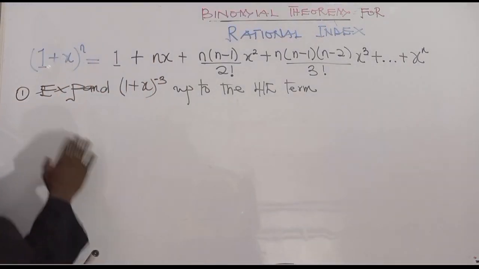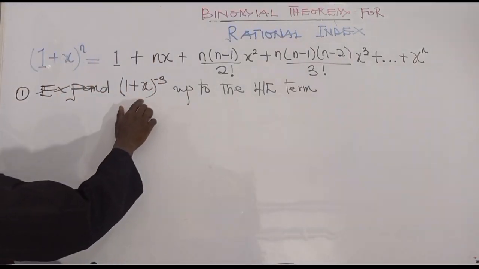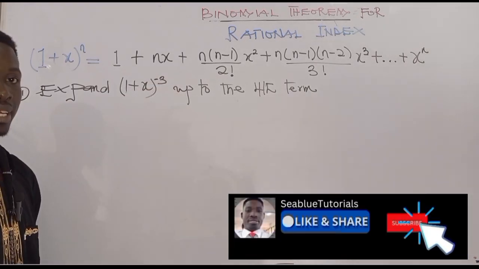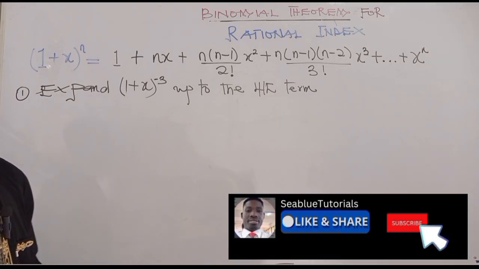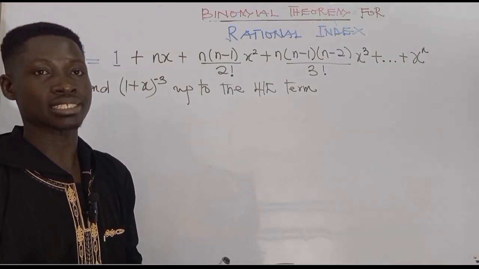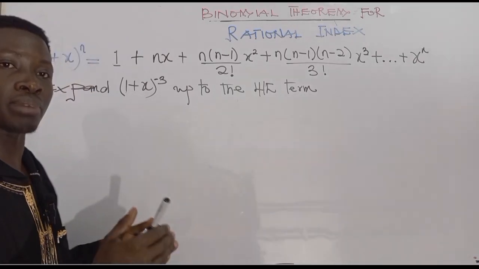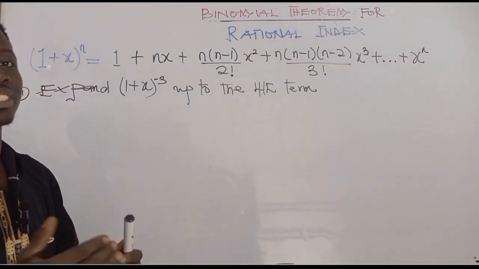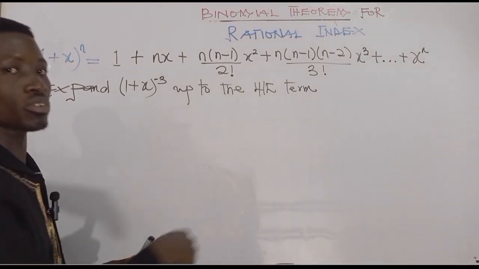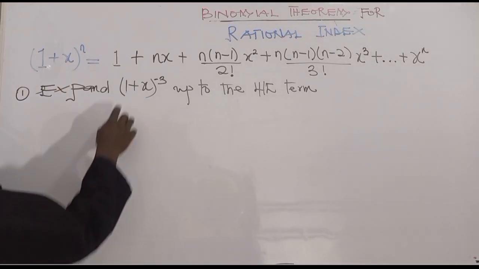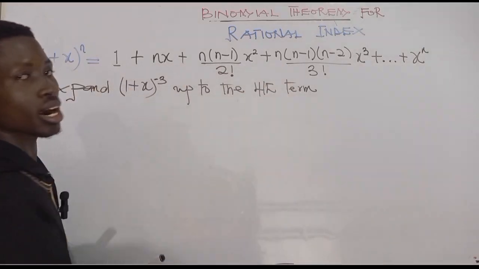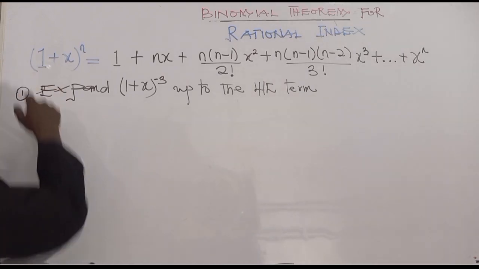So we have our first example. We have to expand 1 plus x raised to the power negative 3 up to the 4th term. As I said earlier on, when you have a binomial expression with a negative index, the expansion of that binomial expression does not terminate. That is why we are being asked to find up to the 4th term. Now from this, we realize that our first term is 1, so therefore we can use this factorial approach where the first term is 1.